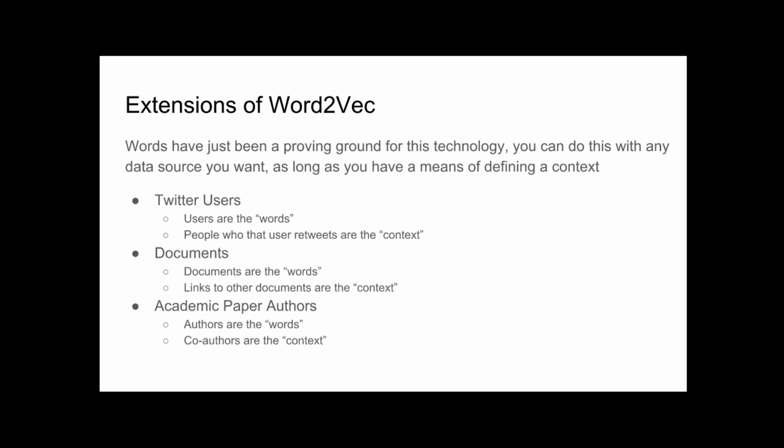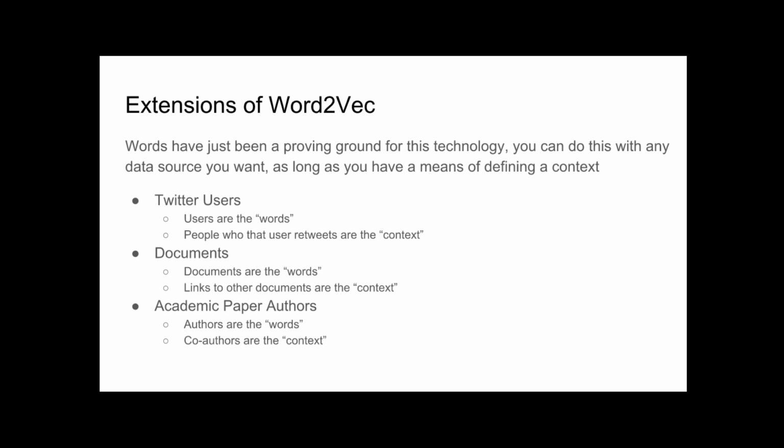So a couple of other extensions. You're not just limited to words. You're only really limited to what you can define as your context. As long as you have something and some sort of representation of what types of things co-occur around it or are used with it, then you can create these embedding vectors for it.